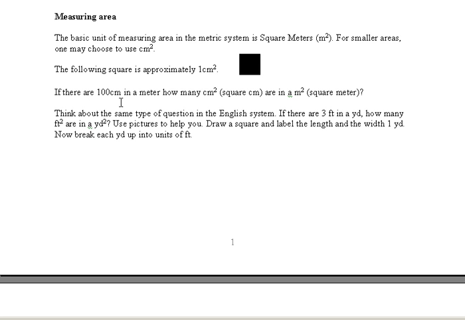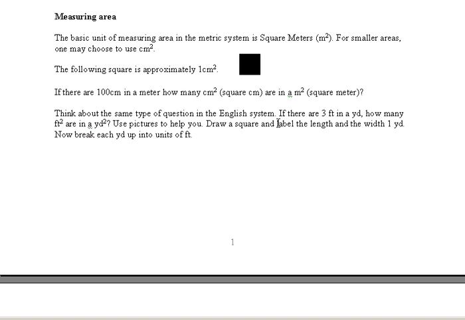Okay, now if there's 100 centimeters in a meter, how many square centimeters are in a square meter? Well, actually what you do is square them. So if there's 100 centimeters in a meter, then there's 100 squared, or 10,000 square centimeters in a square meter. Okay, so if you had a square meter, which is basically 1 meter by 1 meter, you could get 10,000 of these square centimeters in there.